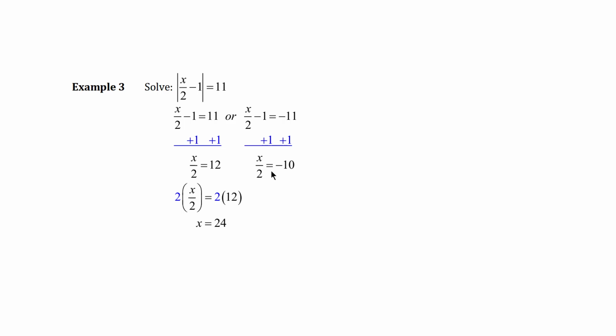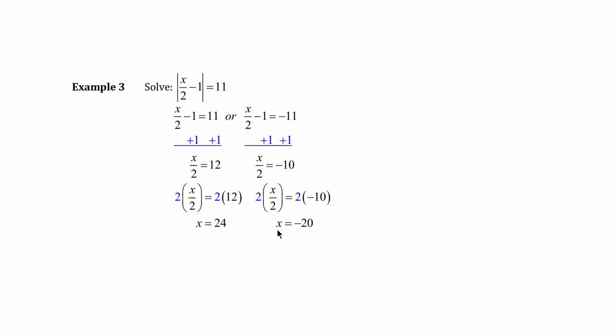From here, we get rid of the 2 underneath the x by multiplying both sides of the equation by 2. So we have 2 times x over 2 equals 2 times negative 10. Simplifying the left-hand side, the 2's will cancel out and give us an x. On the right-hand side, 2 times negative 10 is negative 20. So the result is x equals negative 20.